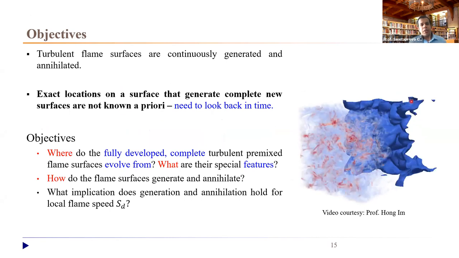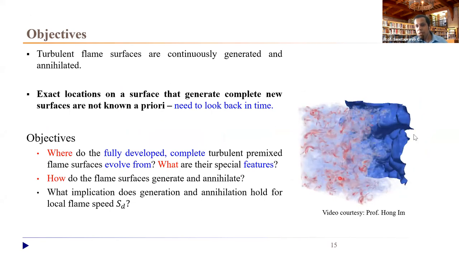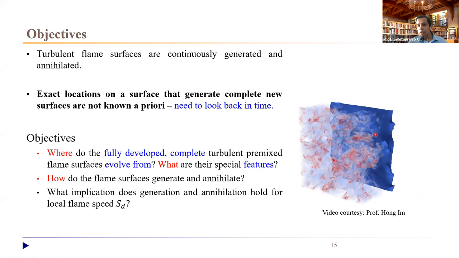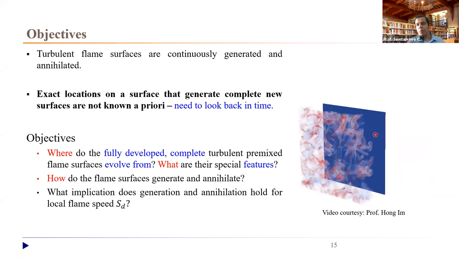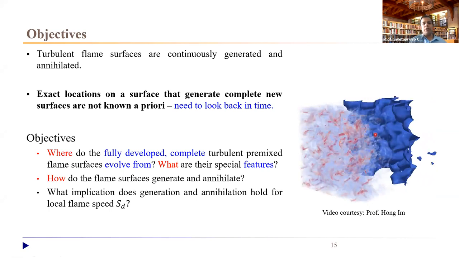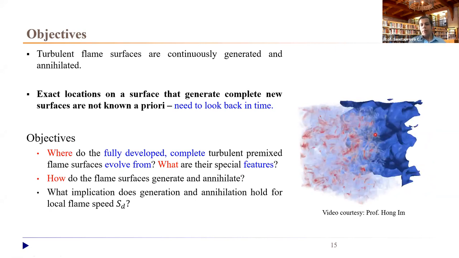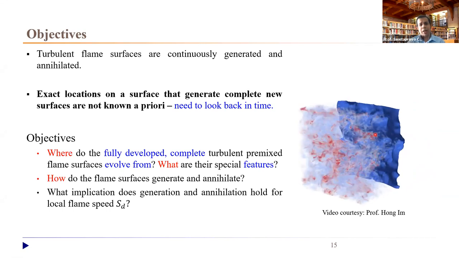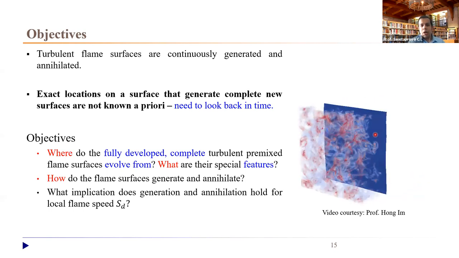The exact locations of a surface that generate the complete new surfaces are not known a priori. Okay, if you start from this instant and look forward in time, you can only see where it is being destroyed. To know where a given wrinkled, stretched, convoluted surface has been generated from, you have to look back in time. And looking back in time is non-trivial because the governing equations that define this kind of situation, momentum, energy, species, do not obey time reversal symmetry. So you have to do some reconstruction algorithms to basically find out where this surface generated from. But anyways, so what are the formal objectives of this section?